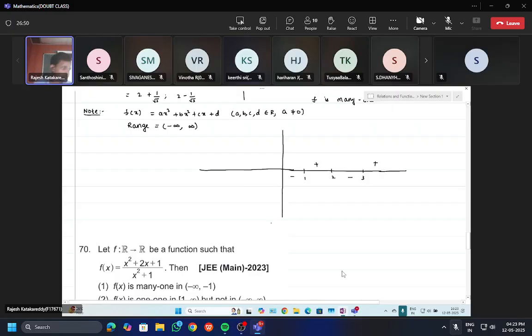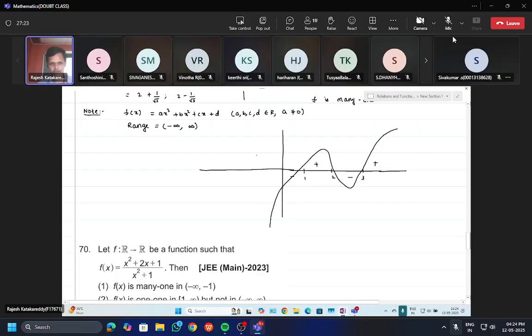Now our x cube graph will start from the negative side. It will always start from minus infinity and it cuts the x-axis at x equals 1, right? So I'm trying to draw a graph which is cutting the x-axis at x equals 1, at x equals 2, and at x equals 3, something like this. This is not the exact one, it is an approximation. Clear?